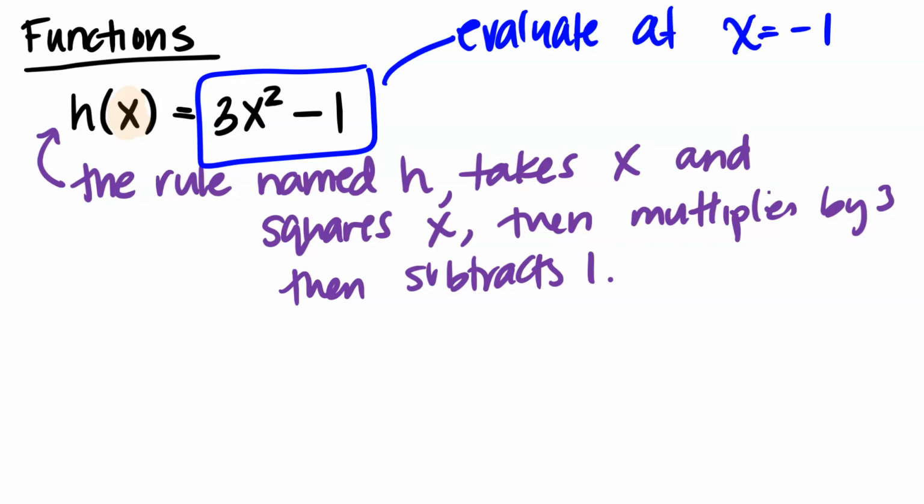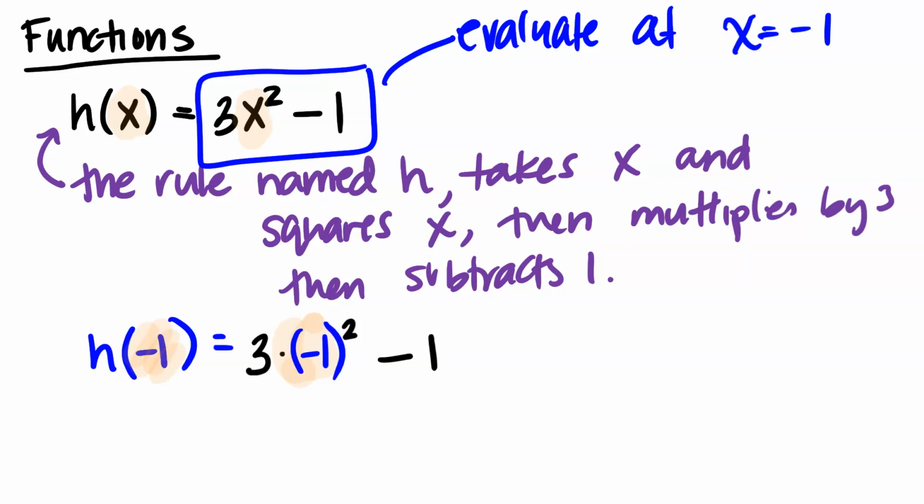Instead of doing all that, I can save myself words and time by just saying what is h of negative 1. This tells me that my new input is negative 1. So everywhere in my original function where x was, my original input, I'm just going to replace that with a negative 1. So I'm going to put all the pieces back. We needed to multiply by 3, we needed to square, we needed to subtract 1, and I'm just going to replace that x input with a negative 1. That's it. That's how functions work.